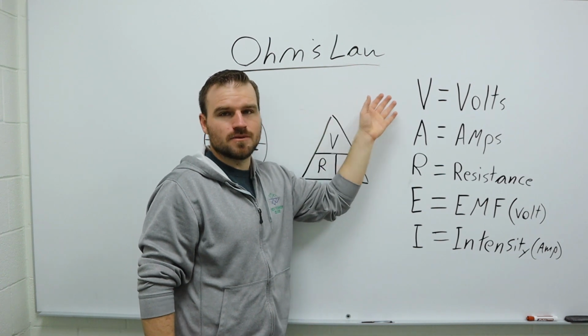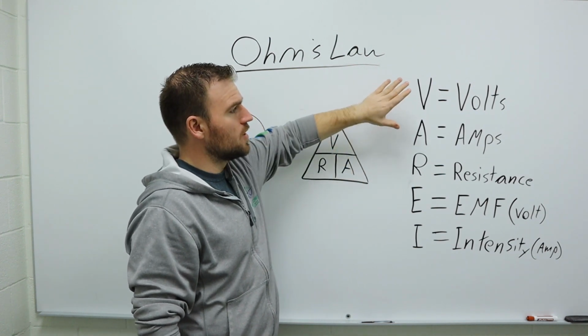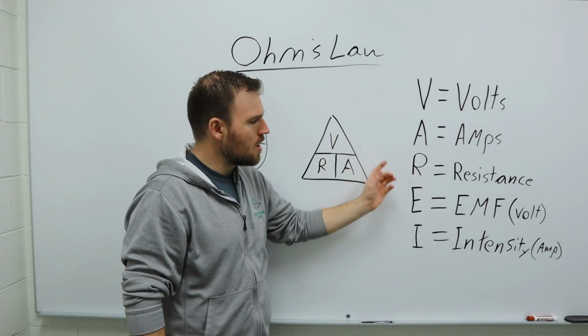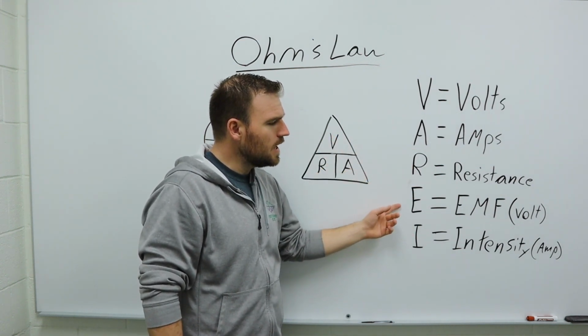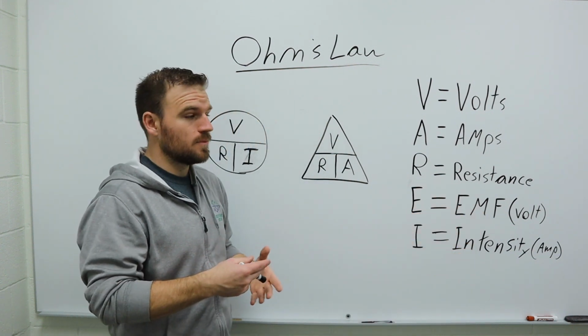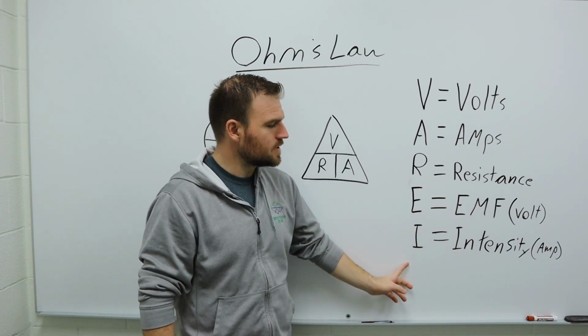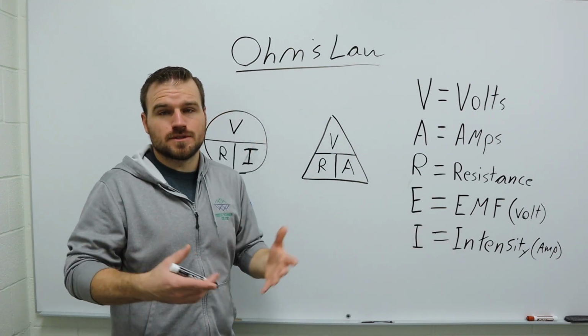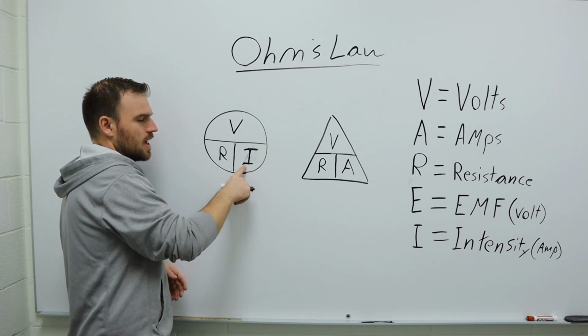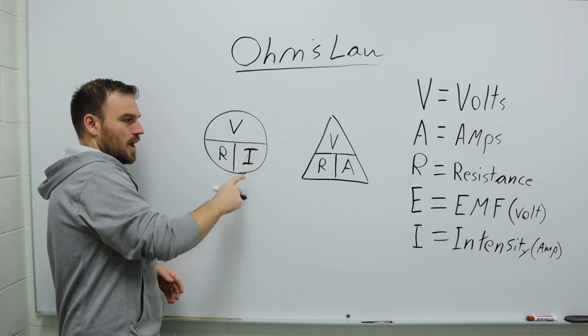So let's talk about a little bit of terminology that we're going to be using when we get into our math calculations. Those are V equals volts, A equals amps, R equals resistance, E equals EMF or voltage. Remember we talked about that a little bit earlier. And then I stands for intensity or amps. So that's why we're going to see sometimes that the A will be translated out for an I, okay?